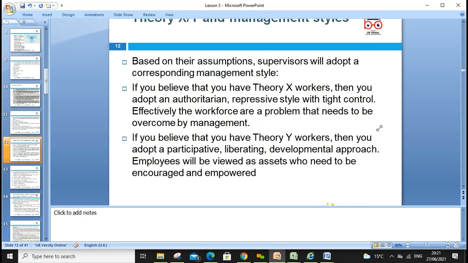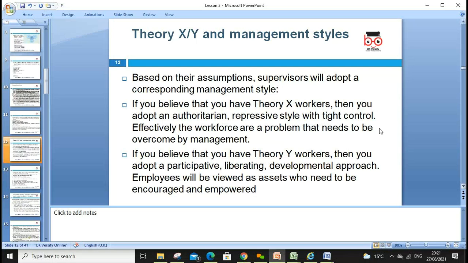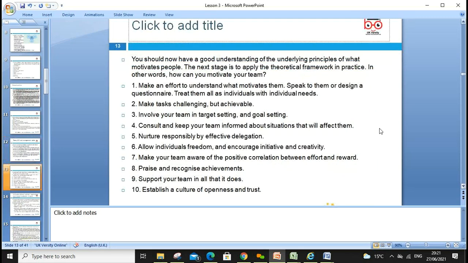Theory Y assumes physical and mental work is naturally play, and that human beings do not inherently dislike work. These are two different ways of thinking, like I mentioned earlier in the mind map as well. So we need to look at the Theory X and Theory Y management styles.